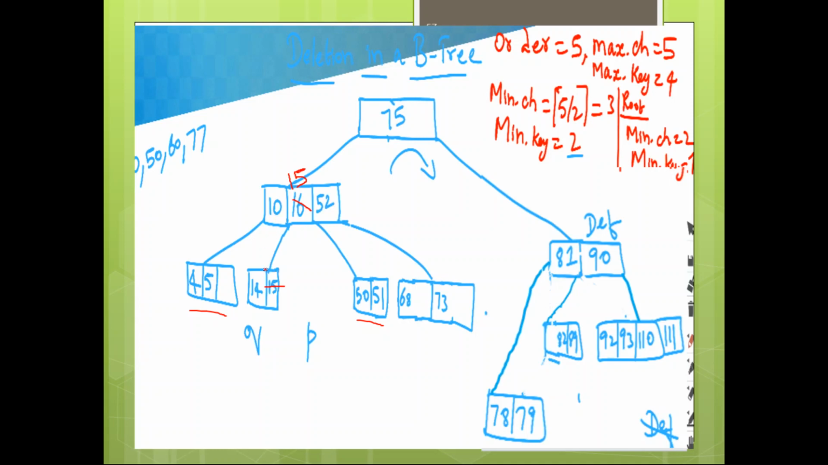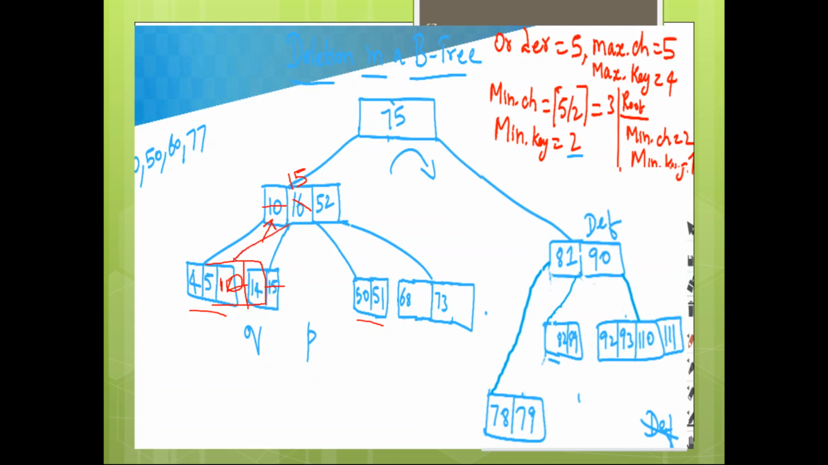You have to locate the minimum key from the parent, which is 10. So this 10 will come down, and this node will become 4, 5, 10 and 14. That will be the new node. And 10 is not here.